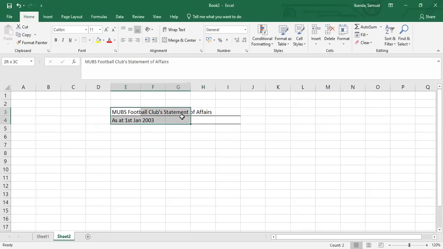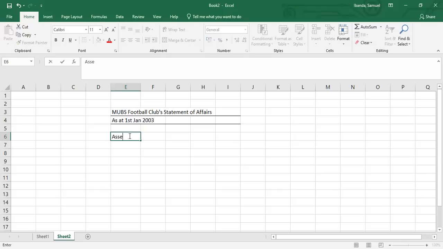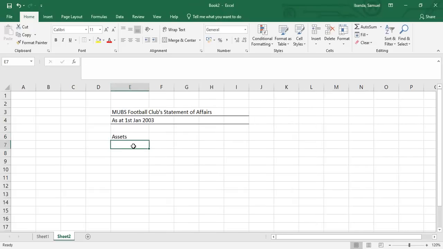Remember, we are now going to look at the assets and then liabilities. So we shall start with assets. Under assets, we have our fixed assets, which can also be called our non-current assets.